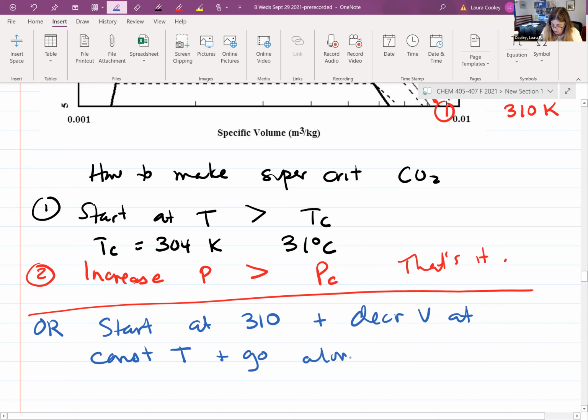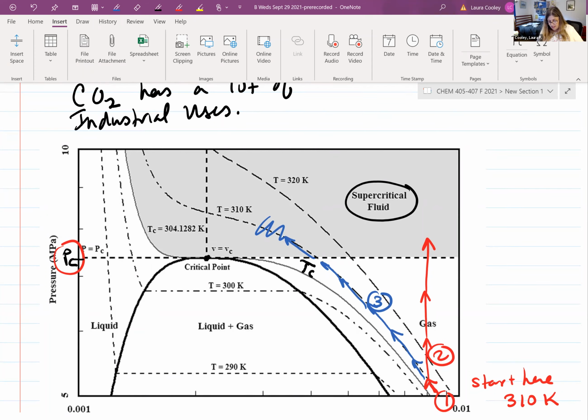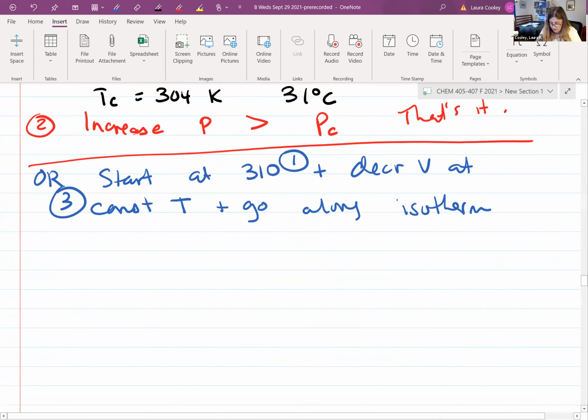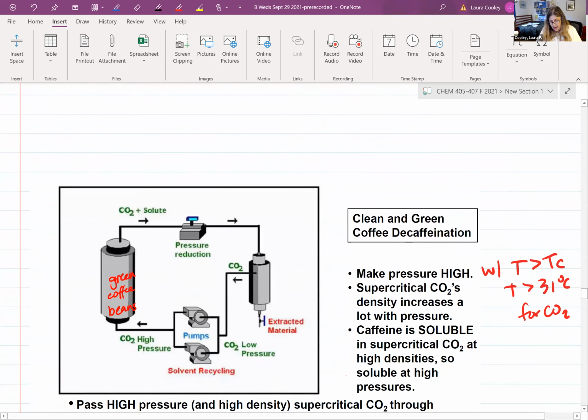You might ask, well, what's a use of this? And those of us who don't always drink caffeinated coffee anymore, that's a main use. Most commonly known is the extraction of caffeine from coffee.